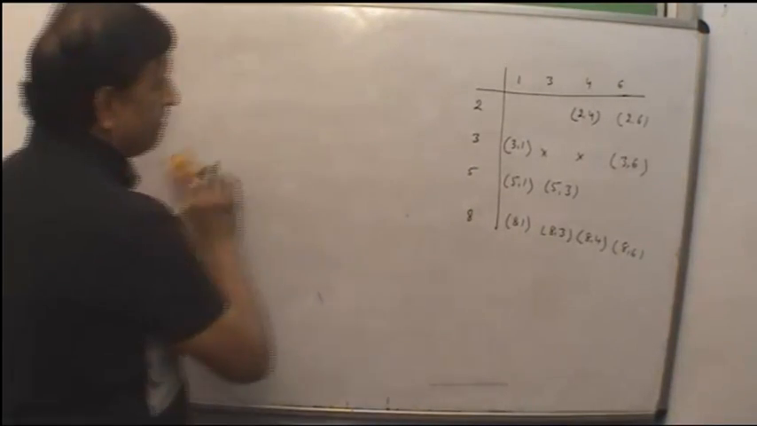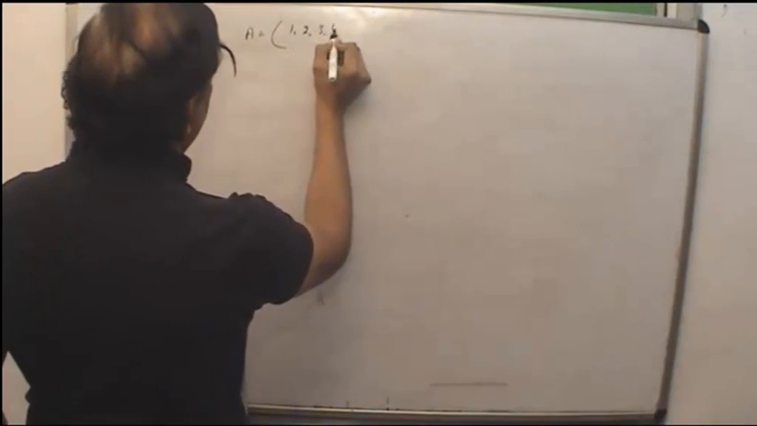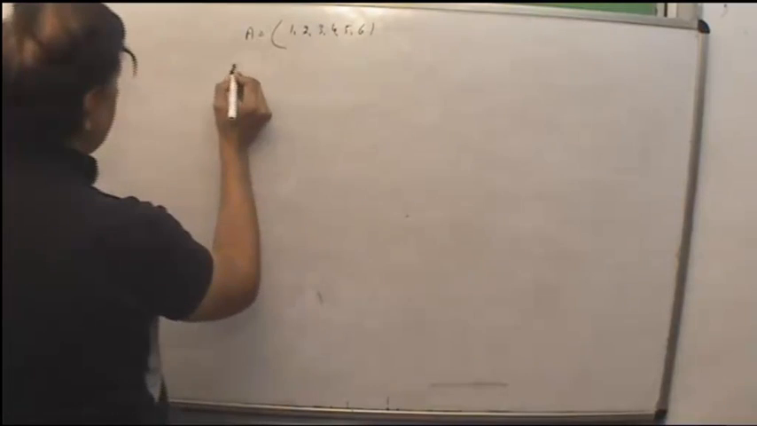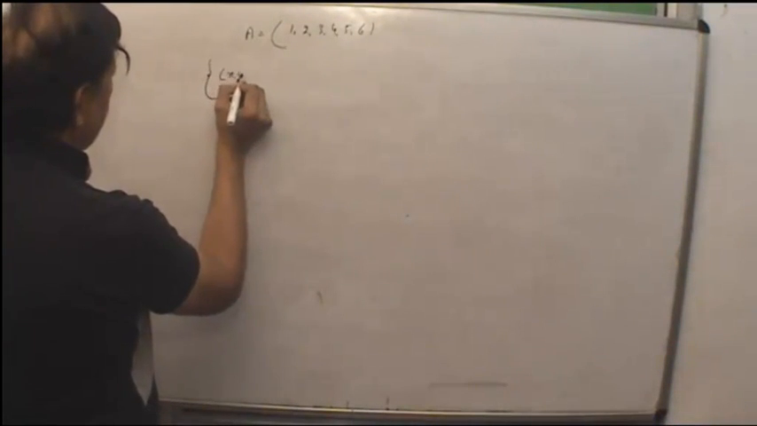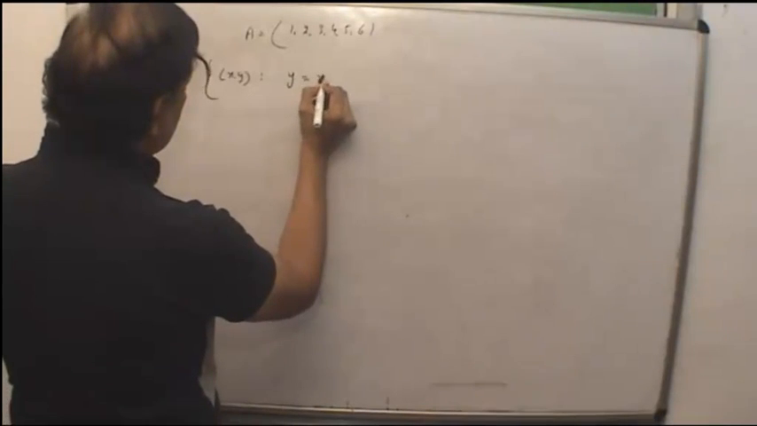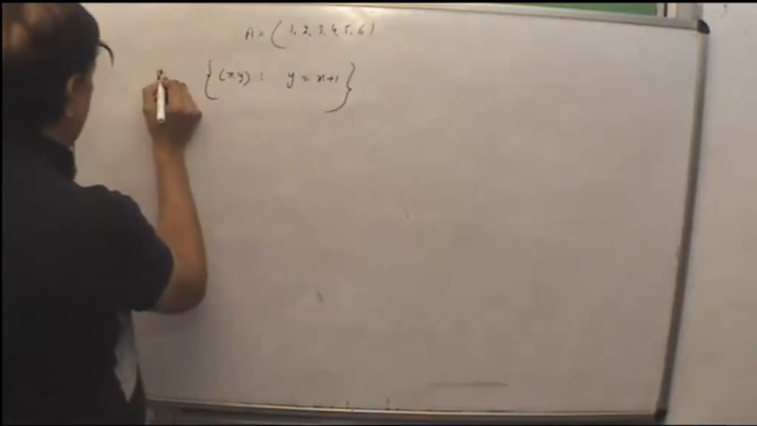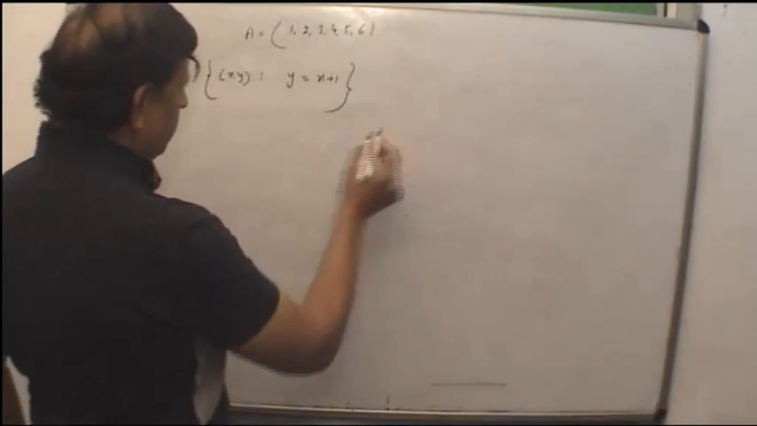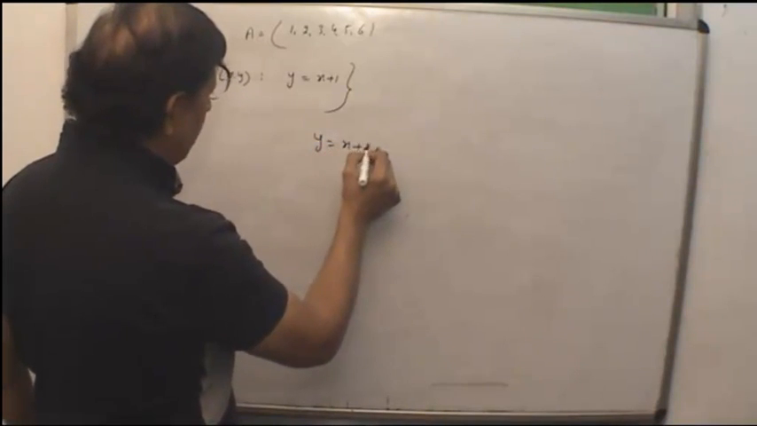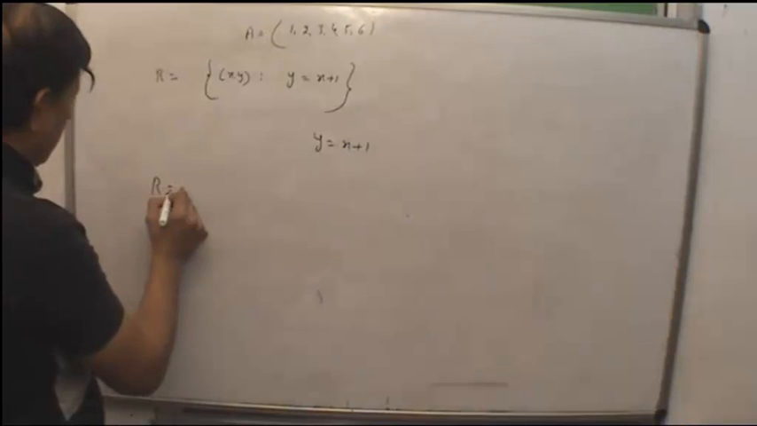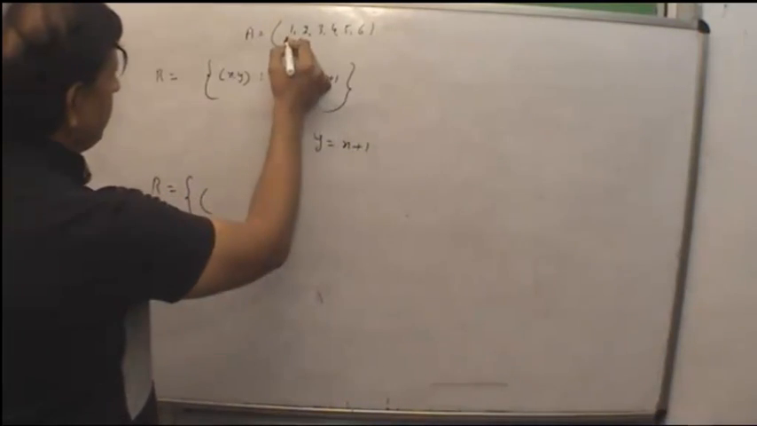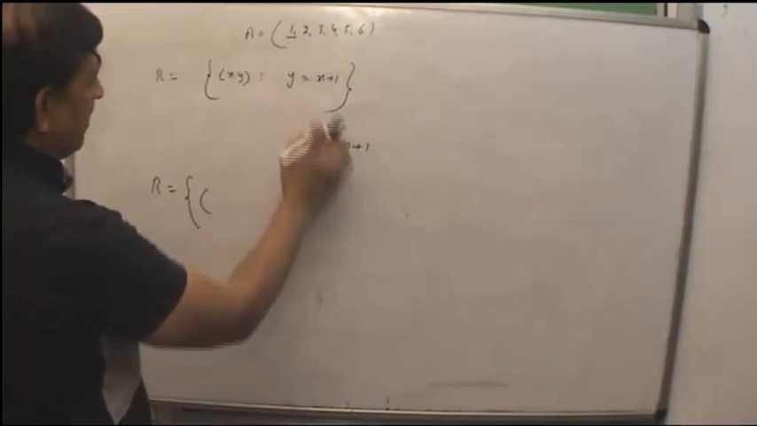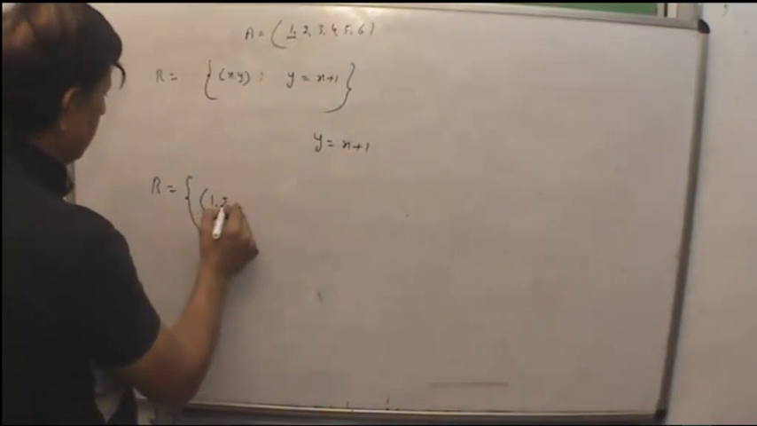Say here is the set A equal to {1, 2, 3, 4, 5, 6}. Define a relation (x, y) such that y is equal to x plus 1. How to find the relation? See, we have the relation y is equal to x plus 1. We write the relation R equal to, we take the value of x, that is 1. If x is 1, y is 2.